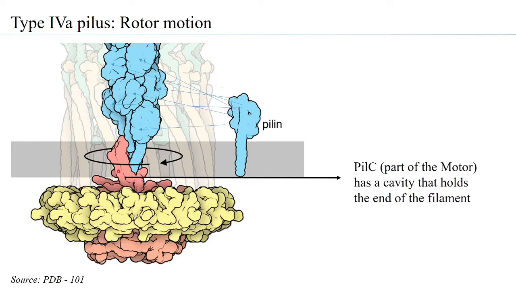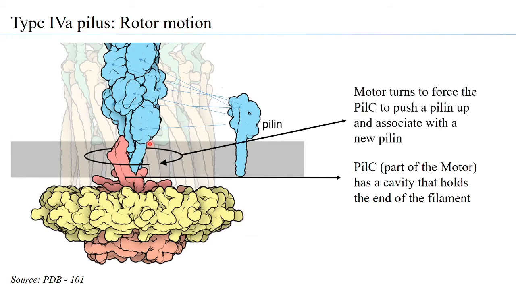Now the architecture of this PilC is such that it forms a small cavity, or a cup, and in that cup it holds the filament. So this is basically the pilus filament that is there. The cup of the motor is holding the filament.